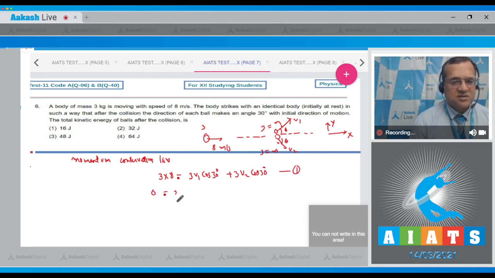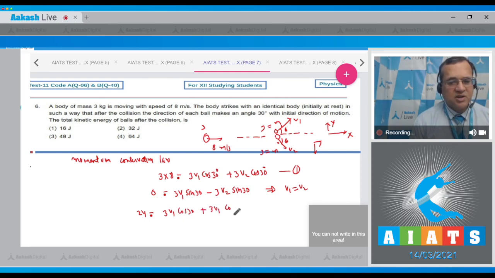Now along the y-axis the initial momentum was 0. Now what would this be? That is 3 into v1 into sine of 30, and this is in the downward direction, so this would be minus 3 into v2 into sine of 30. So what do you get from here? That v1 is equal to v2. I'll put it in the first equation. So 24 is equal to 3 v1 cos 30 plus 3 v1 cos 30, and that becomes equal to 6 v1 cos 30, which is equal to 24.